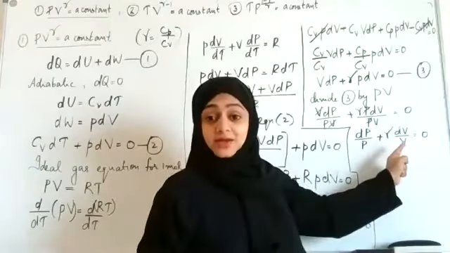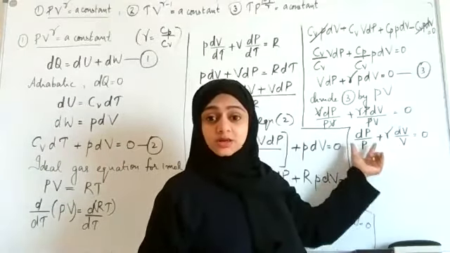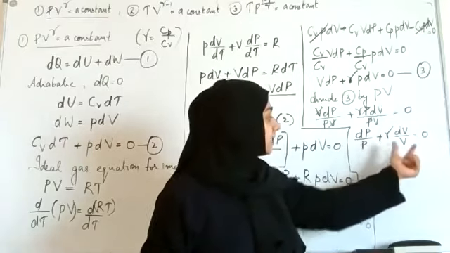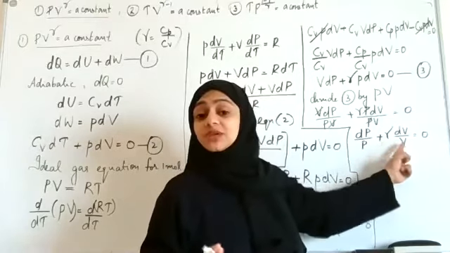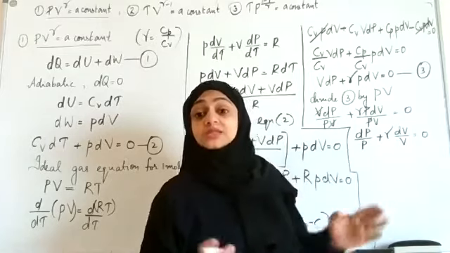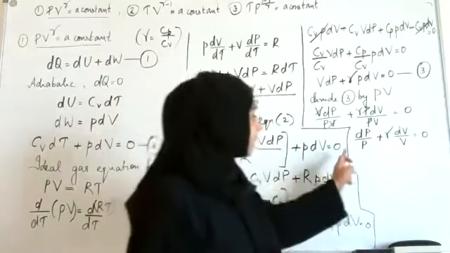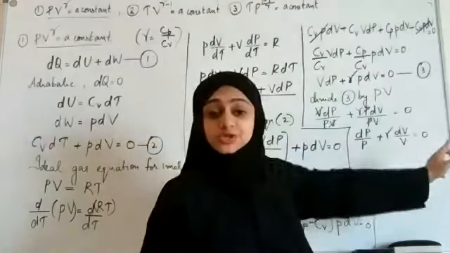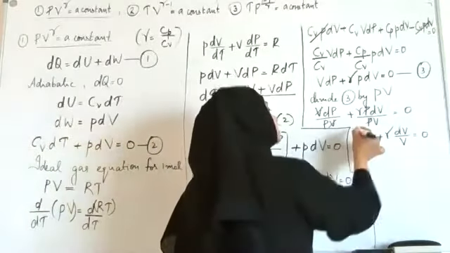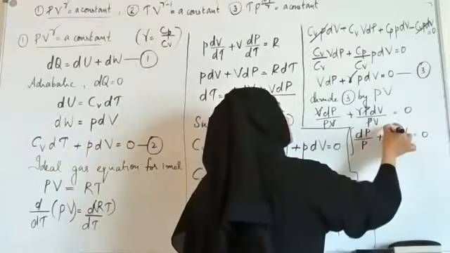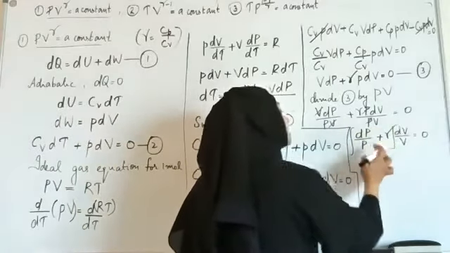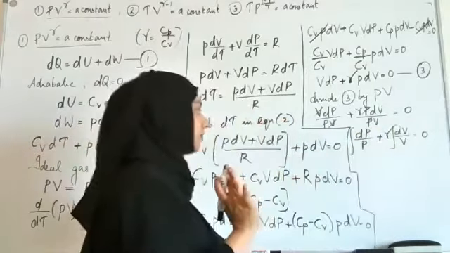Now I can integrate because this term is exclusively in P and this term is exclusively in V. Don't worry about gamma, it's a constant, so it will go out of the integration. So let me integrate this expression. When I integrate this expression, I can put the gamma out.